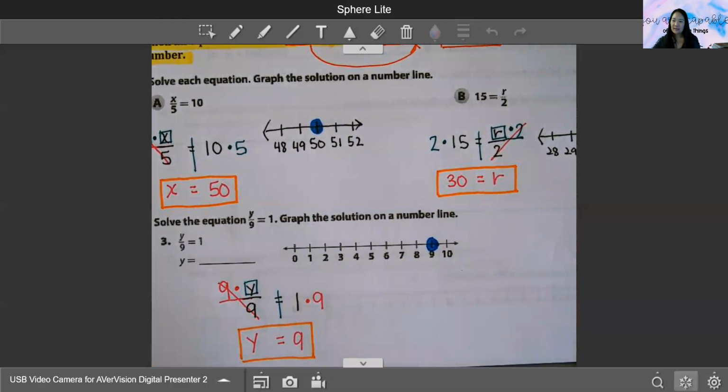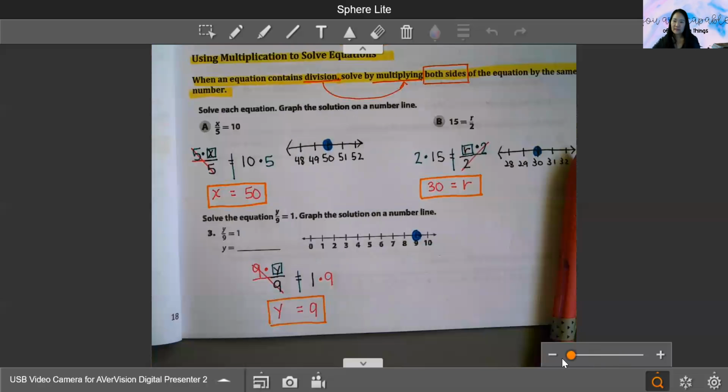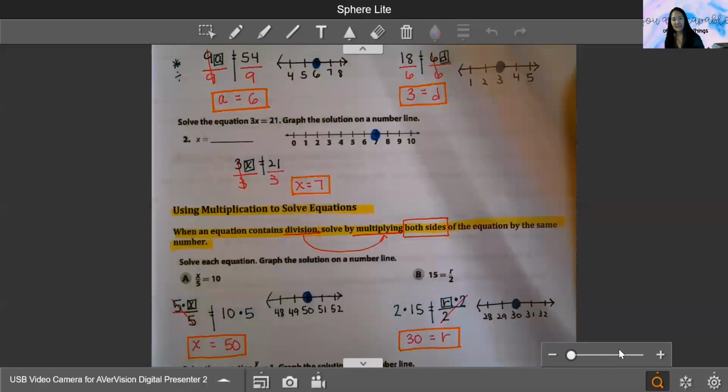Okay, and that's Lesson 4, one-step equations by multiplying and dividing.